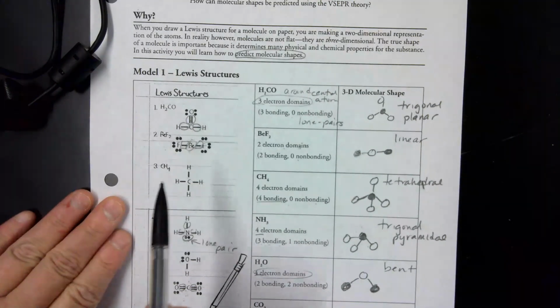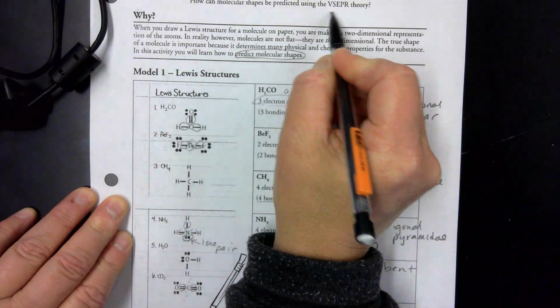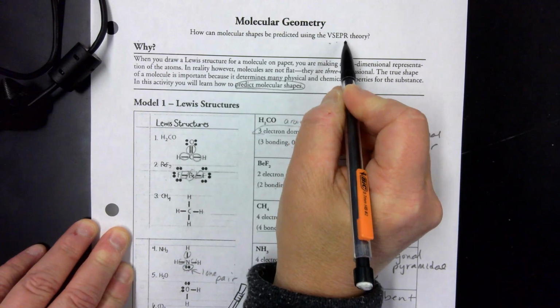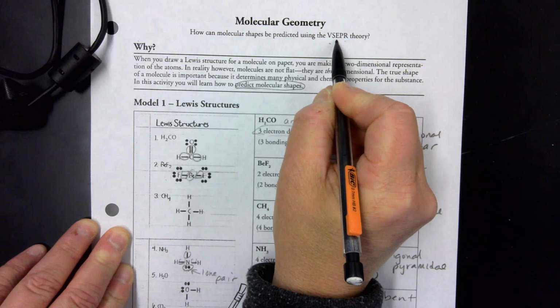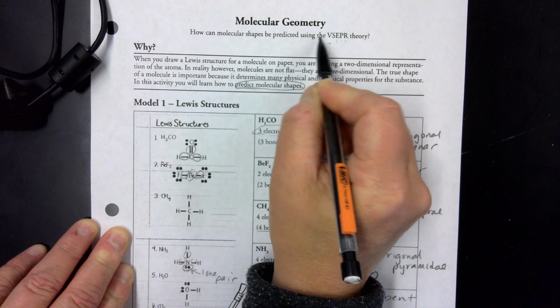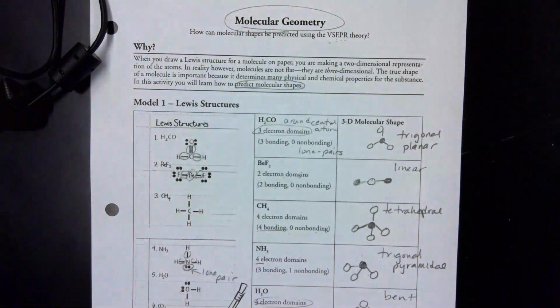Again, valence shell electron pair repulsion. It is the electron pairs that repel each other, and that dictates the molecular shape of the molecule.